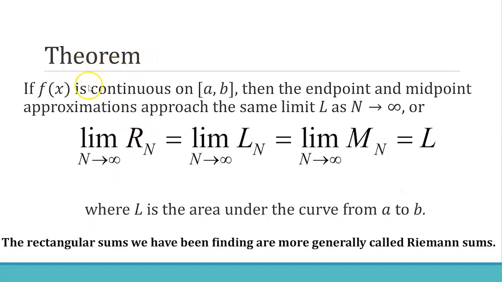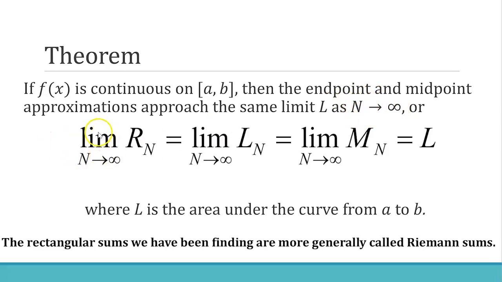Here we have a theorem. It says if f of x is continuous on the interval from a to b, then the endpoint and midpoint approximations approach the same limit, L, as n goes to infinity, where n is the number of rectangles.